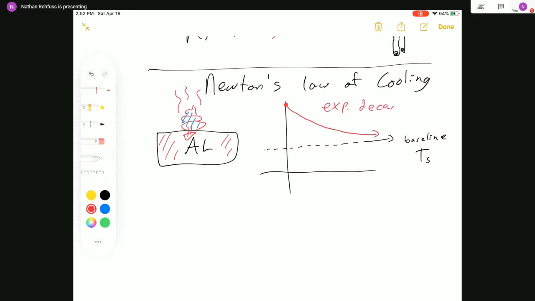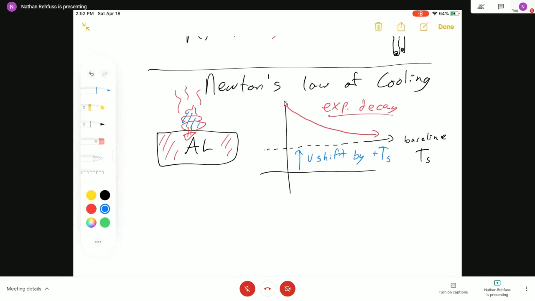Now, this wouldn't be a very exciting lesson if exponential decay was the whole story. It turns out it's just 90% of the story. The only difference is that we've got a vertical shift by T sub S units. So if your refrigerator is 33 degrees and you put a meatloaf in the refrigerator, the meatloaf will cool via exponential decay, but it won't cool all the way down to 0. That would be ridiculous. It'll cool to 33 degrees.